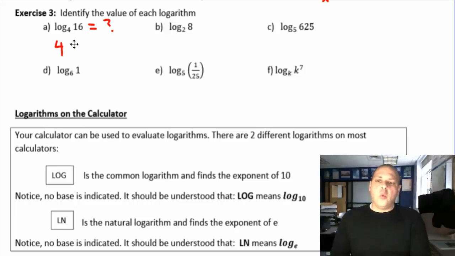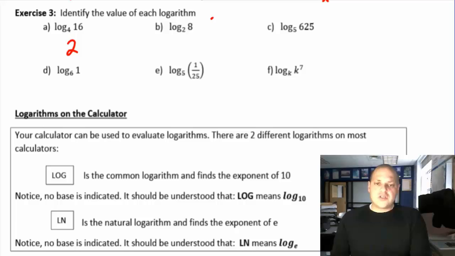So this is asking what power of 4 equals 16? That's what's going on right here. 4 to the what is 16, and obviously we know that that is 2. So the evaluation would be 2.